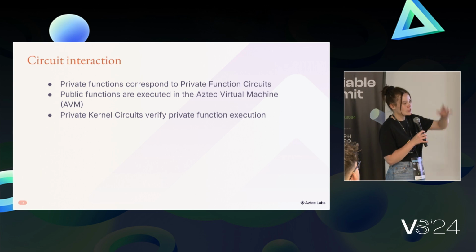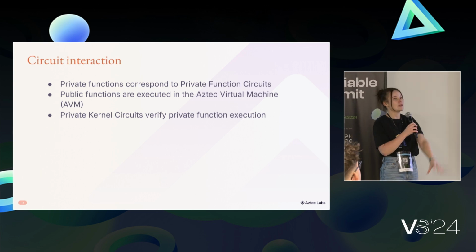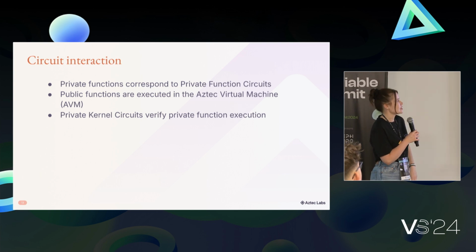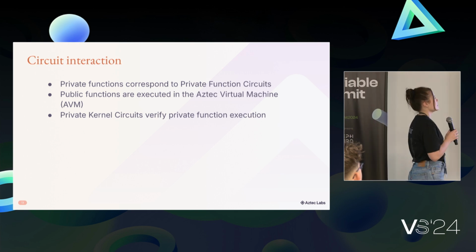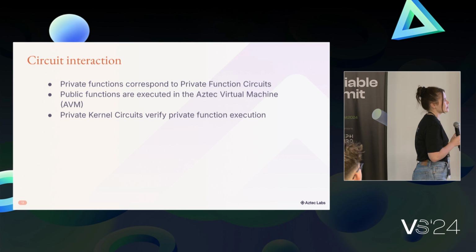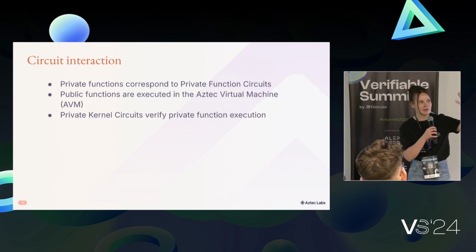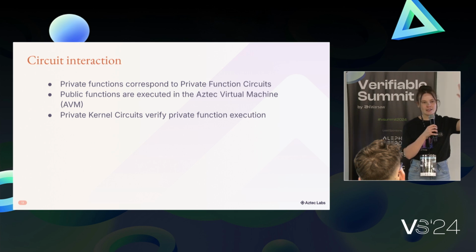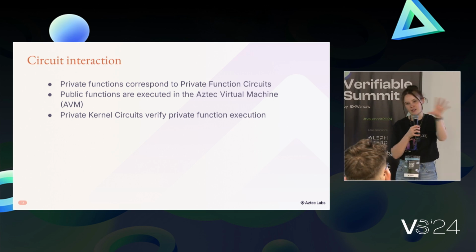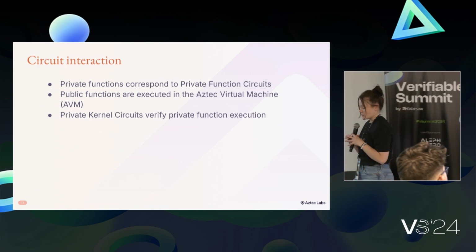Even if you have one smart contract, it's going to be so many circuits in one, but it just looks like one contract. Public functions are executed in the AVM, similar to the EVM, and private kernel circuits verify the private function execution of those private function circuits. They're proved in this private kernel circuit, then batched together and sent to the sequencer.